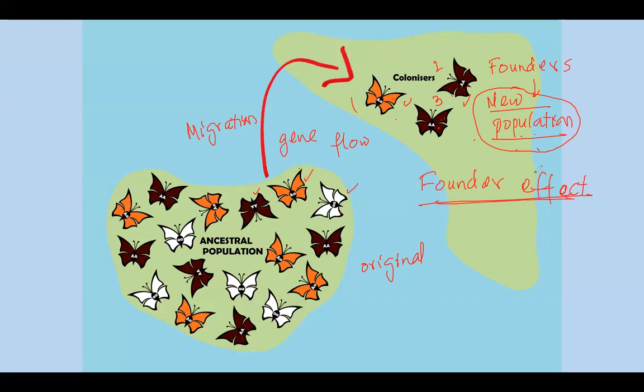Founder effect is based on the alleles present in the founding population. These three are known as founders, or the founding population, and the new population's color is based on the color of these founders. So this is called founder effect.